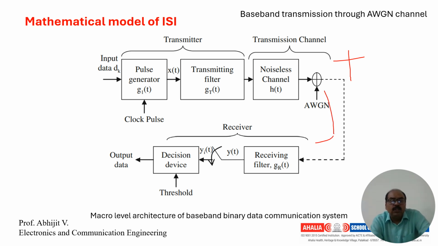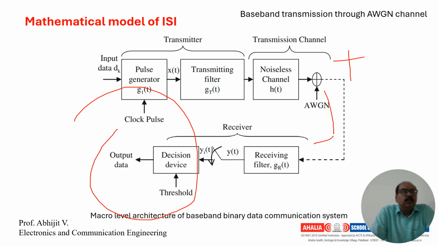After the channel, it goes through the receiving filter and then to the decision device to get the proper output. So with this, we will be concluding the mathematical model for intersymbol interference and baseband transmission. In the next class, we will see what is the Nyquist criterion for intersymbol interference.